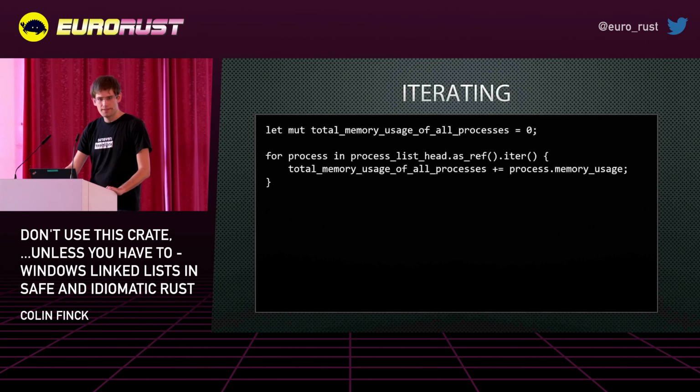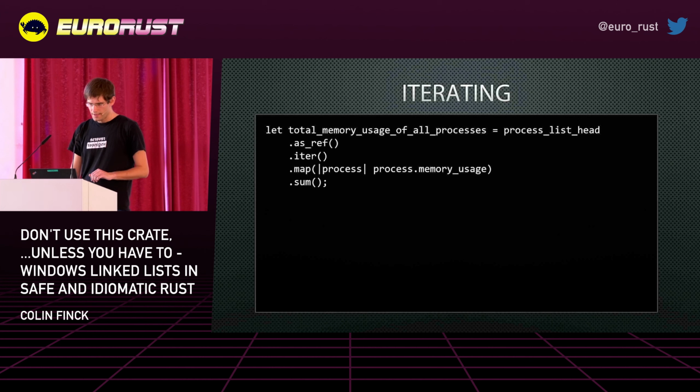If we translate that to Rust using the NT-list crate, it's as easy as that. We can just fetch an iterator and sum up the memory usage. But as this is an iterator implementing the iterator trait, it can do even more for us. We can actually turn all of this into a single statement and use the sum method to get the same result. So this is really as easy as it can get to achieve the same that the original complex C code did.